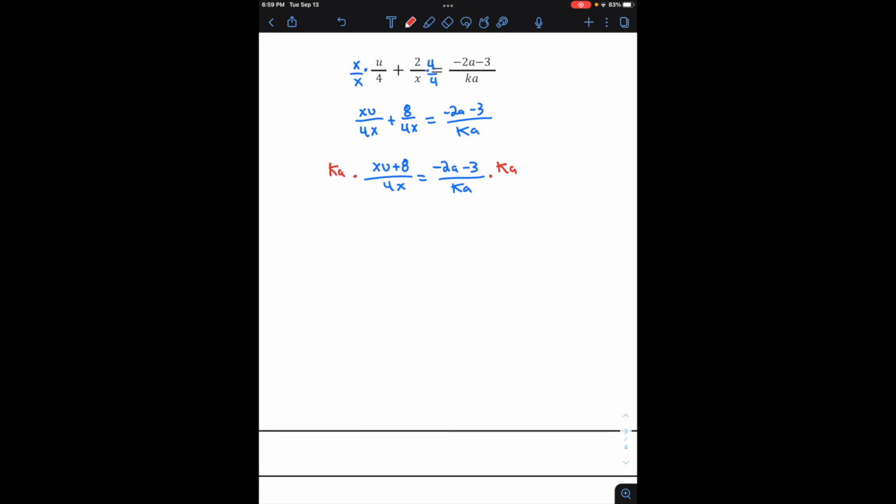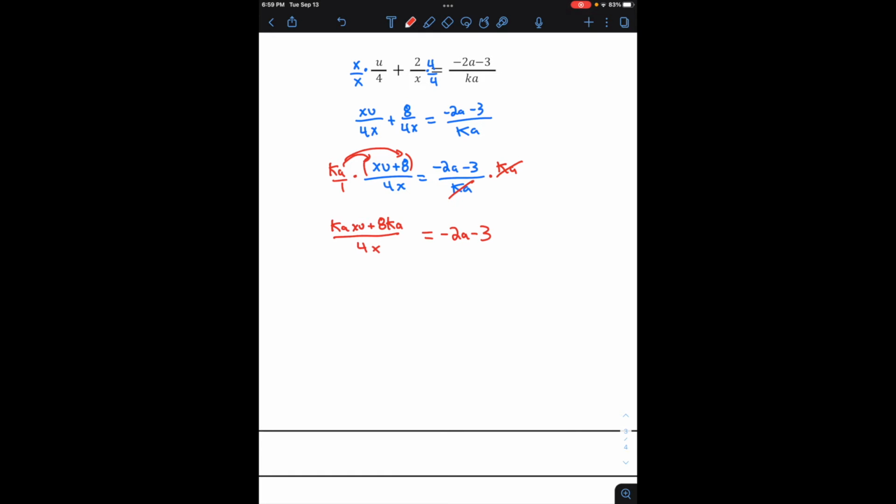Okay, and so this cancels on the right-hand side, leaving us with negative 2a minus 3. And on the left side, this is like multiplying by k over 1. Ka distributes to each term in the numerator. So I can distribute here and here, if I so choose. And I will for this purpose. So I'll say kaxu plus 8ka all over 4x.